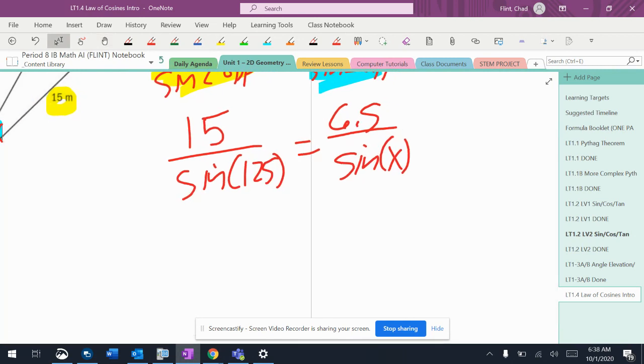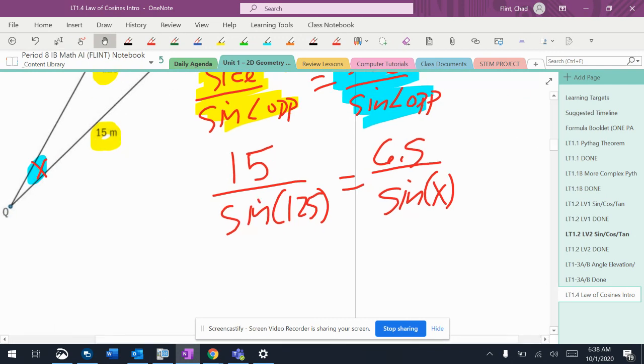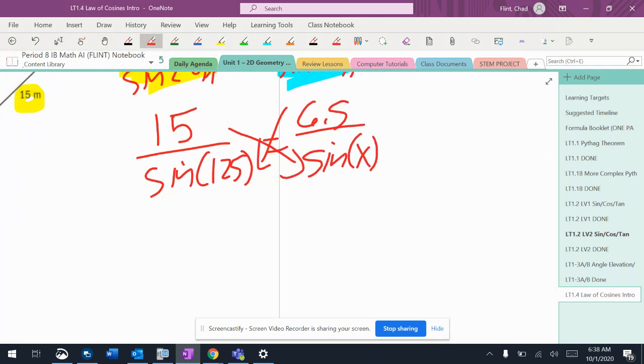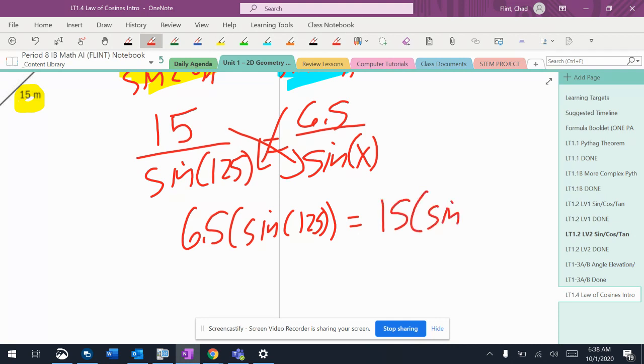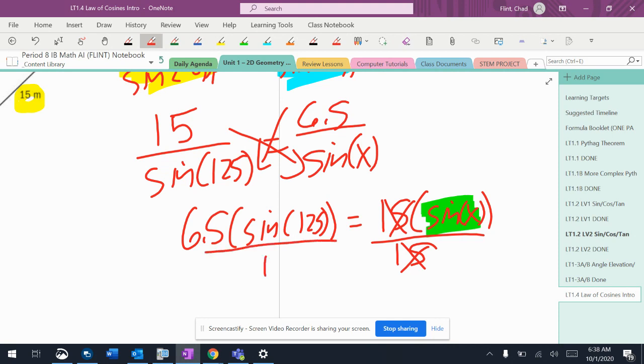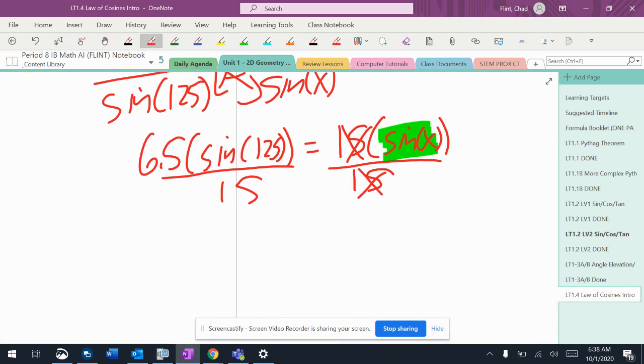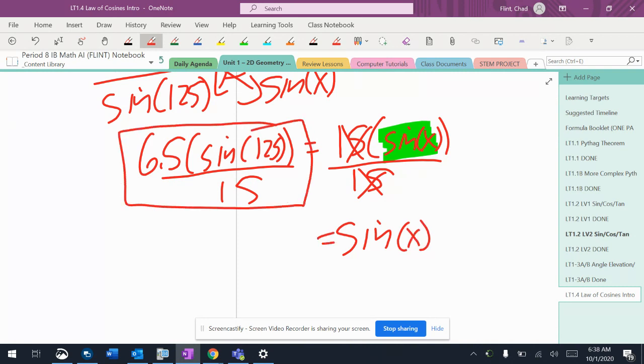I'm going to write everything out so that I can do one thing in the calculator. All right, so I'm going to cross multiply this, write it all down. So I'm going to have 6.5 times the sine of 125, and I cross multiply that way, equals 15 times the sine of x. I need the thing with the x all by itself, so whatever that is, that's this thing here. We'll highlight it in green because I didn't use green yet. I need that by itself, so I got to divide by 15. And I got to divide by 15. So that's going to give me sine of x equals, and then whatever I get when I type this into the calculator.